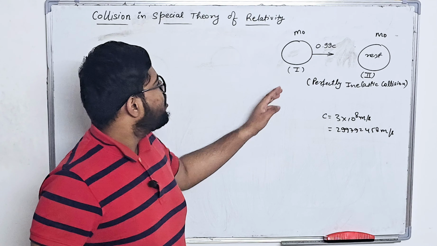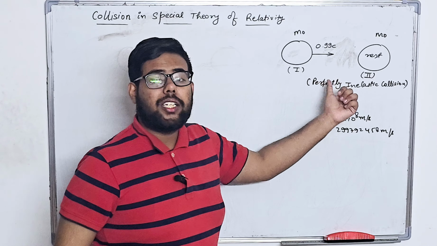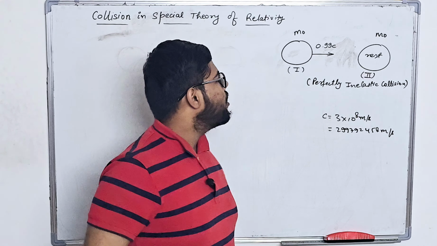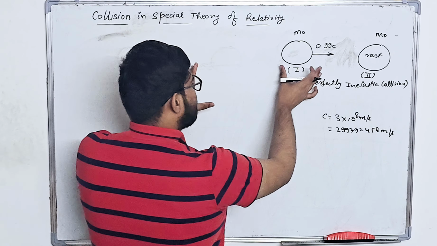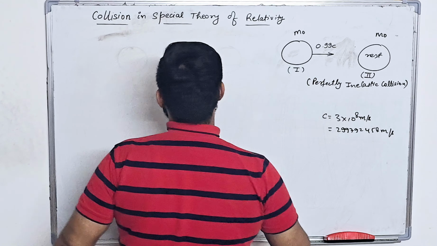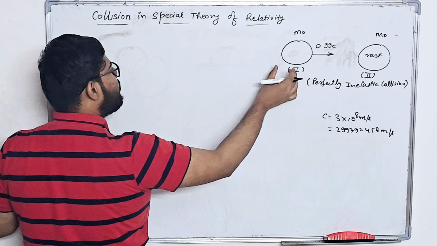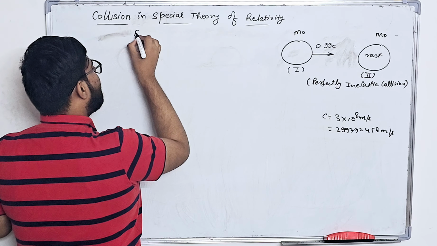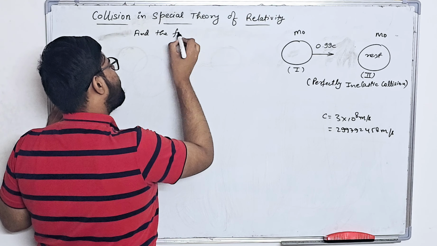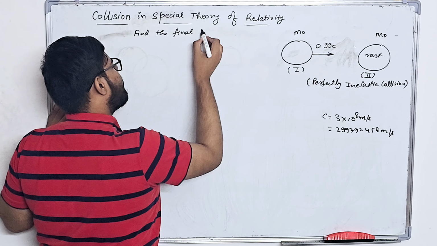Okay. So it is given that this collision will be a perfectly inelastic collision. It means that these objects will stick together and then move, right? So we have to find the final velocity. What is the final velocity? Find the final velocity in this case.